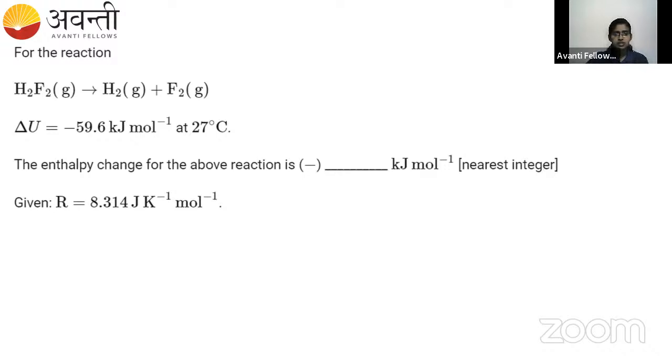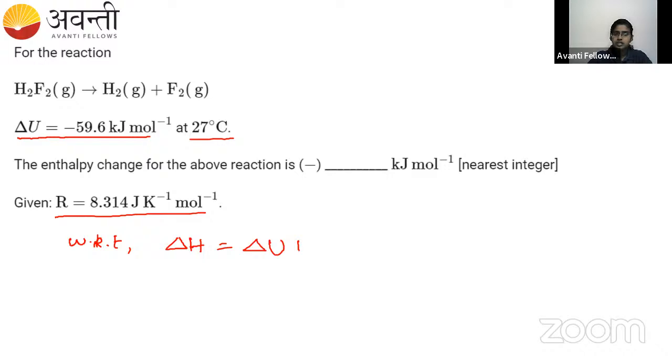So what is enthalpy change? It is delta H. We have to find out delta H. So what are the things given here? Delta U is given. Temperature is given. R is given and delta H we have to find out. So we know that delta H is equal to delta U plus delta Ng RT. Right? This formula we know. And delta U is given as minus 59.6 kilojoule per mole.